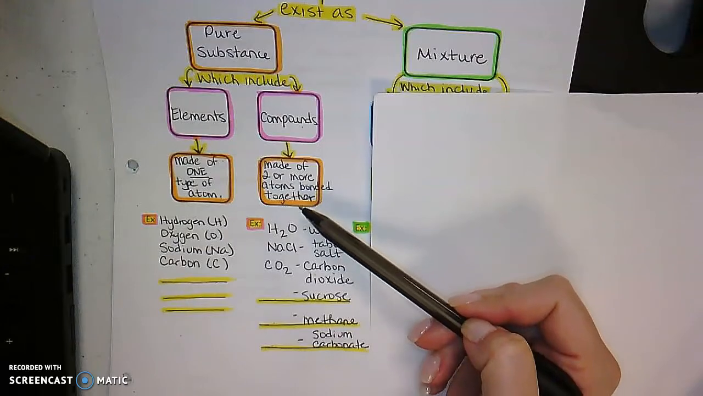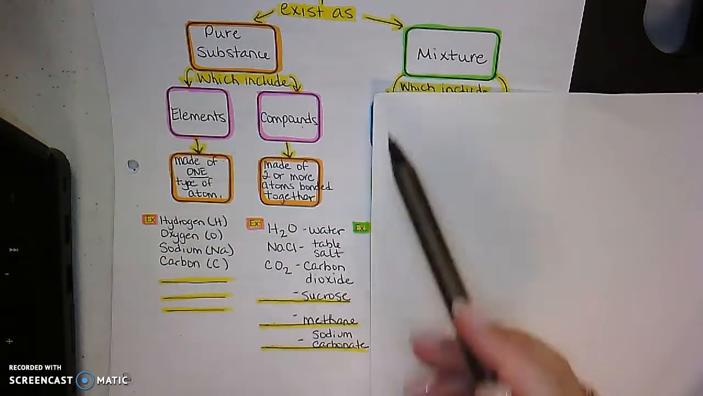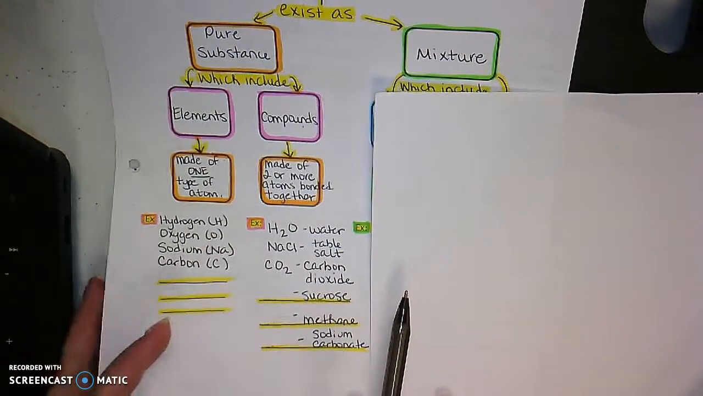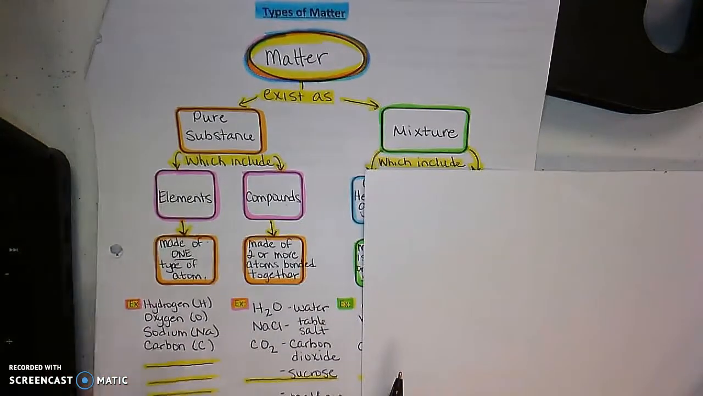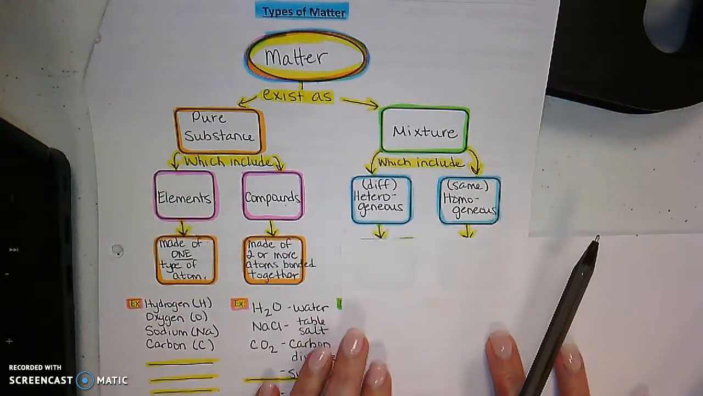They are chemically bonded together. So all of that exists on the pure substance side of matter. Now we're going to move over to the mixture side of matter. And the mixture side of matter gets divided into two categories.